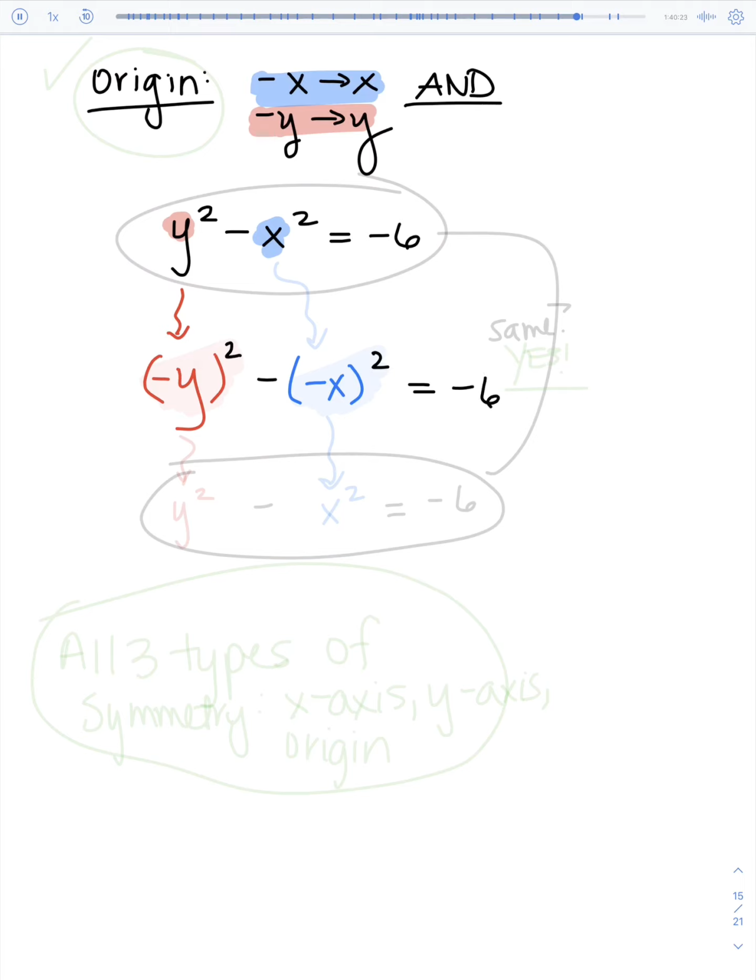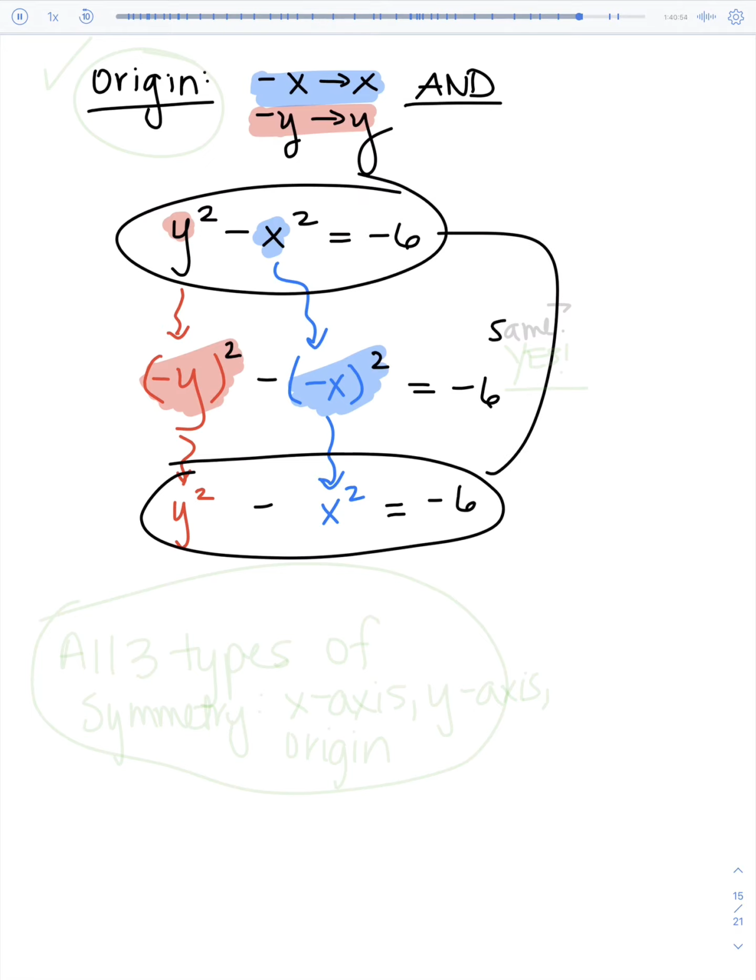So the question is, what's going to happen here? Well, as a reminder, what happens when you square or do an even exponent to a negative is it becomes a positive. So this will become a positive y squared. But for the same reason, that means the negative x squared is also going to become a positive x squared. We still had the minus in between, equals a negative 6. The question is, how does that compare to the original, and is it the same? And the answer is yes, it is indeed the same.